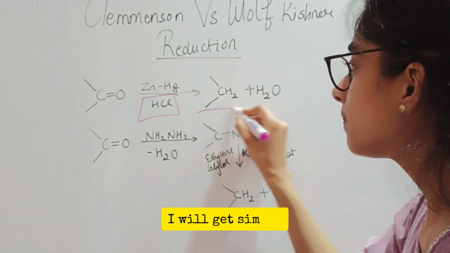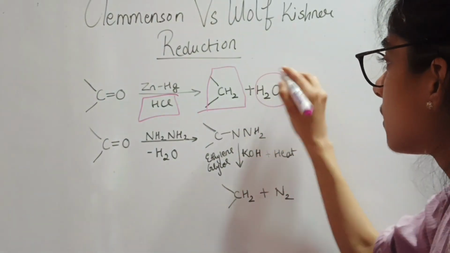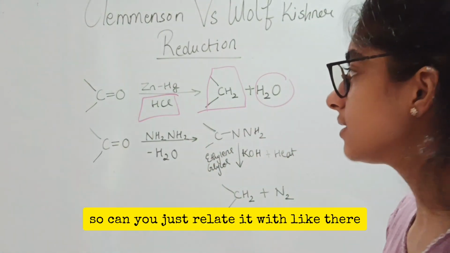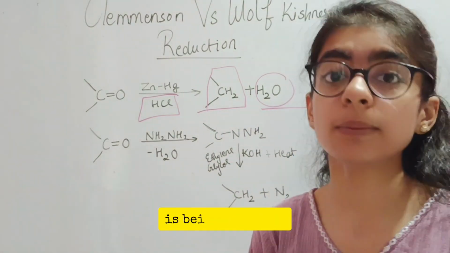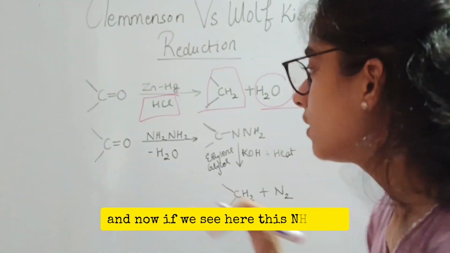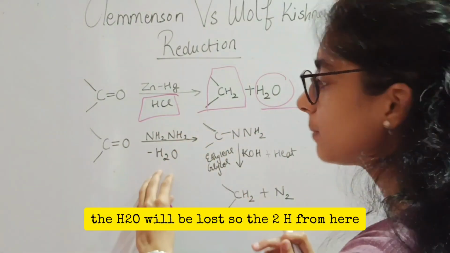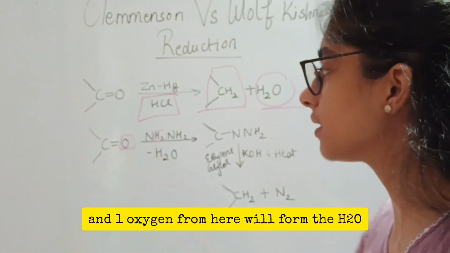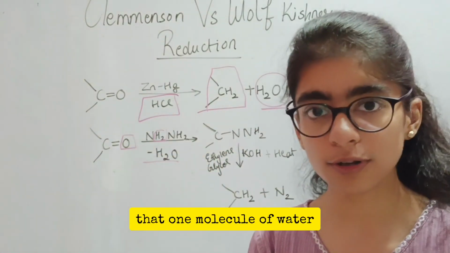And then what will I get? I will get simply the hydrocarbon, that is alkane, and H2O. So water will be lost here. Can you just relate it with there being a loss of water also here, right? The water is being produced. Similarly here also the carbonyl group is here, and now if we see this NH2, the H2O will be lost. So the 2H from here and 1 oxygen from here will form the H2O, and here we have lost that 1 molecule of water.